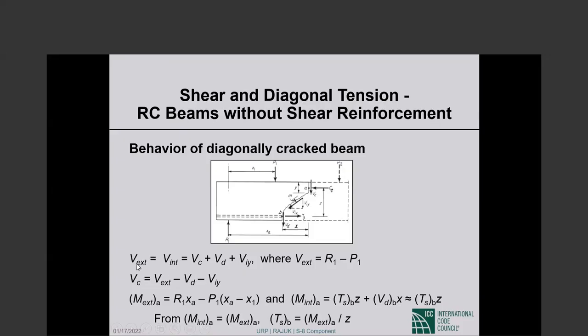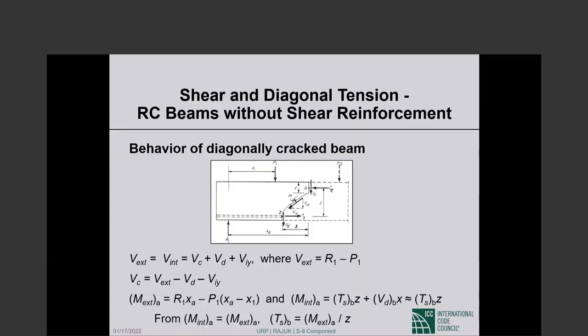So external shear is equal to internal shear. Internal shear is the shear in the concrete, concrete in compression V sub C, plus the shear that is carried by dowel action, plus the vertical component of the aggregate interlock shear. So V sub C, the shear in the compression concrete, is the external shear minus the shear that is carried in dowel action minus the vertical component of the aggregate interlock shear. Okay.